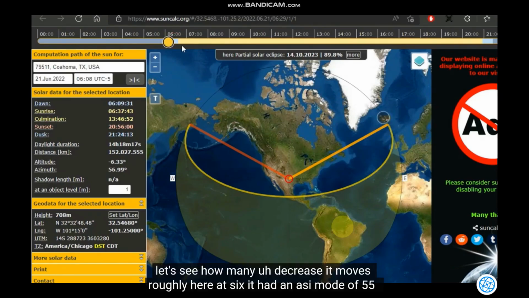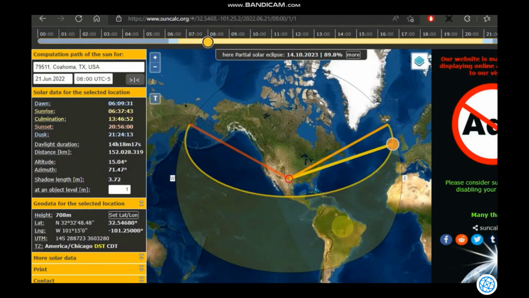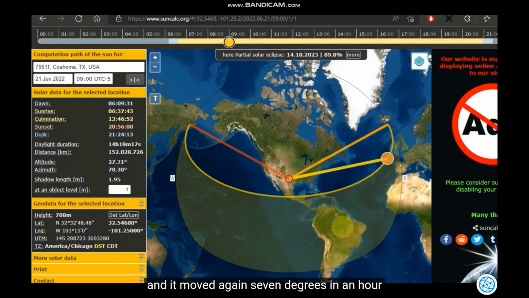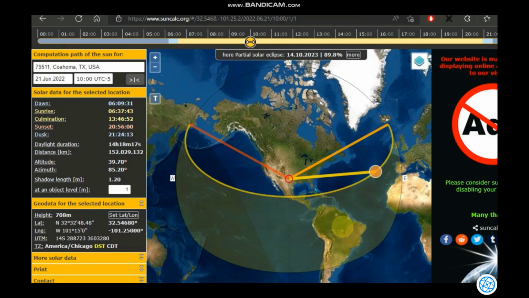Let's see how many degrees it moves, roughly. Here at 6, it had an azimuth of 55. And here an azimuth of 64. So that's 9 degrees. From 64 to 71, it's 7 degrees. And it moved again 7 degrees in an hour. Let's move from 78 to 85. And that's around 8 degrees.